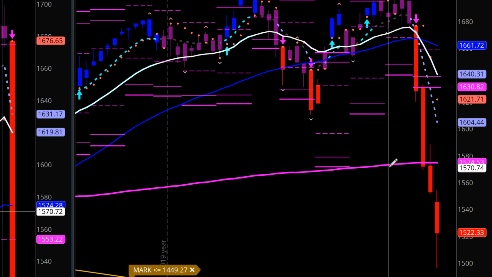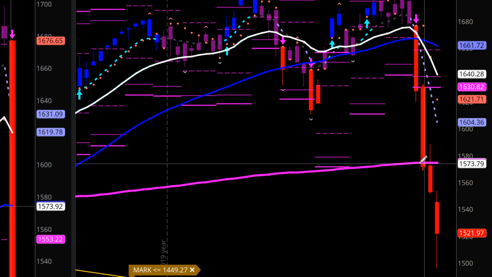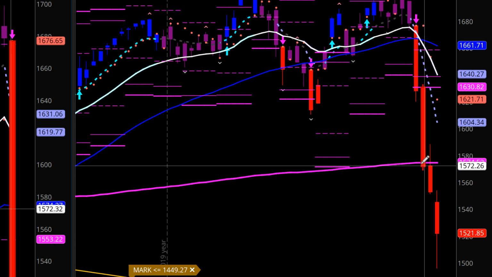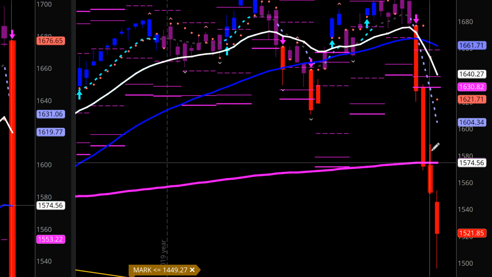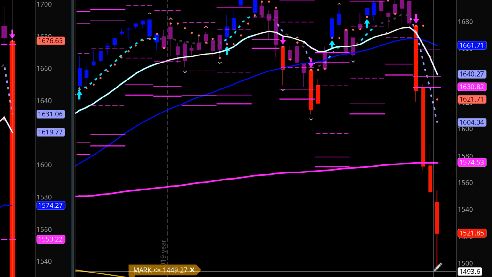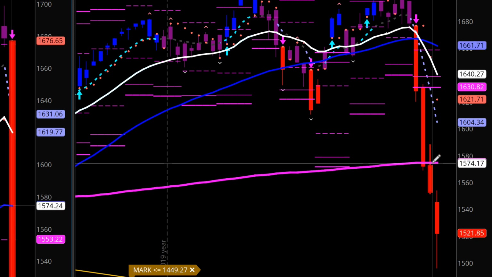Look, I'll give you an example here. This 200-period moving average on the daily. Okay, you can see that we closed the day right at that level, tried to get it back above it, and then collapsed right through it. So this is what happens during the black swan.